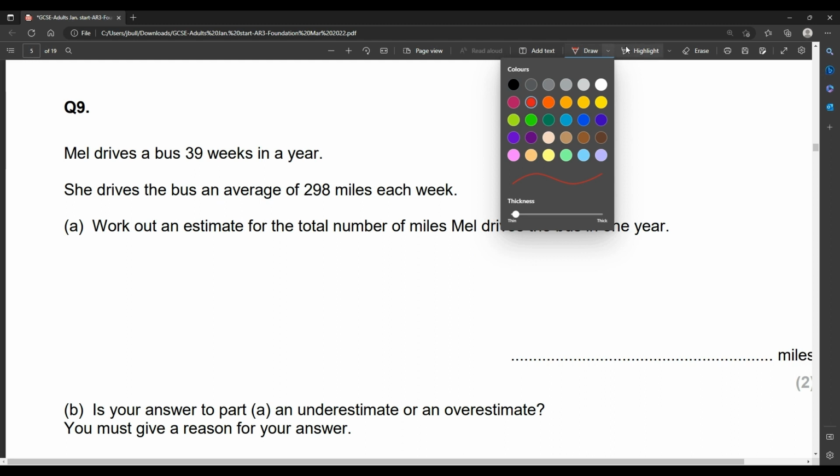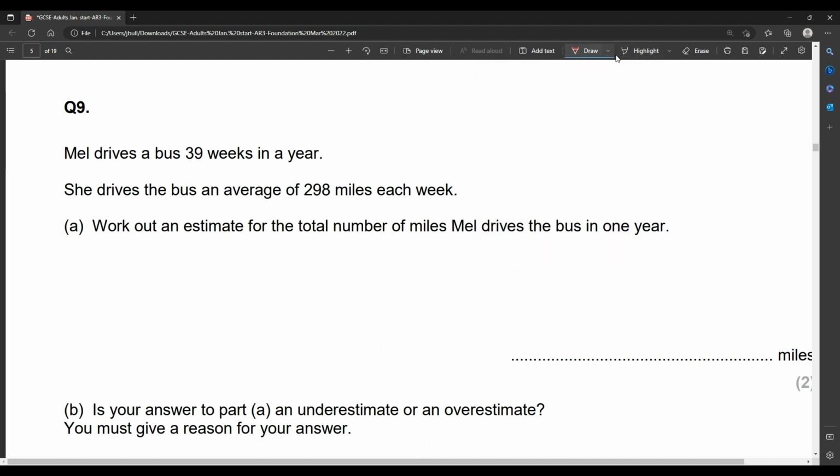In question 9, we've got an estimation question. You've got to be really careful with these. They do sneak this word in right at the end here. Mel drives a bus for 39 weeks in a year. She drives the bus an average of 298 miles each week. Okay, so 39 weeks, 298 miles.